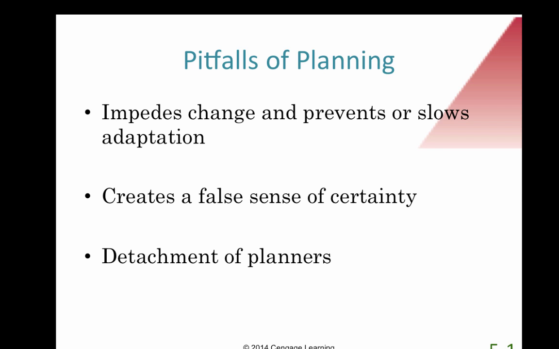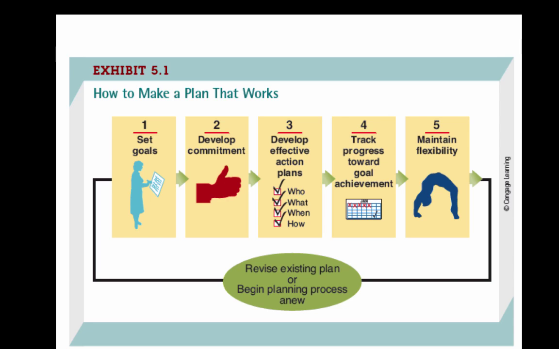So another big part of planning is this process. Making a plan that works, we need to first set goals. We've probably all done that in our lives, and we need to develop some commitment to those goals, get people to buy in and believe in those commitments and get them to work hard to those goals. The third step is developing effective action plans. Deciding who, what, when, and how things will be done is very important.